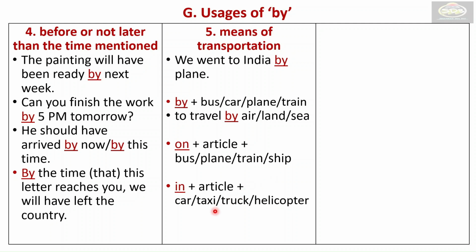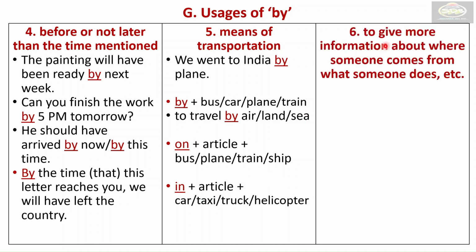In a car, in a taxi, in a truck, in a helicopter. If there is narrow space inside that vehicle and we cannot stand or move around easily, we have to sit as we enter the vehicle. In that situation, we use in plus article plus that vehicle with narrow space inside.